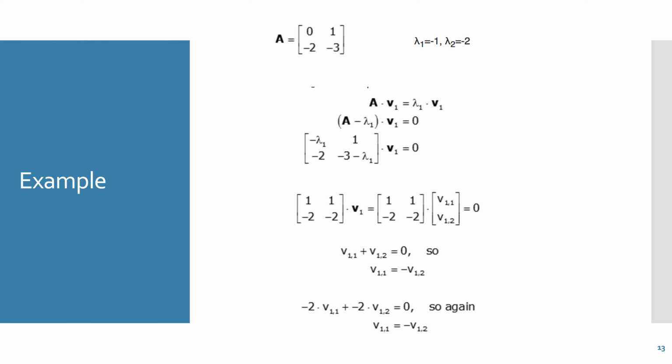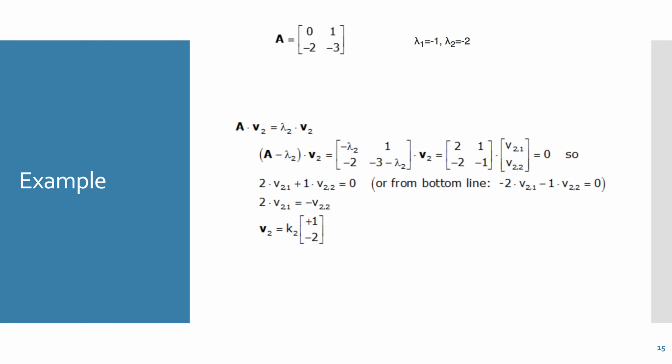This is because a scalar multiple of an eigenvector is still an eigenvector, so it is up to us to choose a V that satisfies this equation. Choosing V equals 1, negative 1 works. This little K1 in front is just saying what I just said, which is that any scalar multiple will work. Now we do the same thing for V2, and we get V2 equals 1, negative 2.